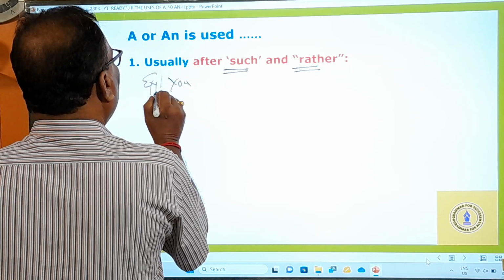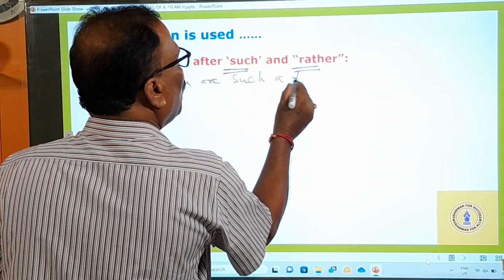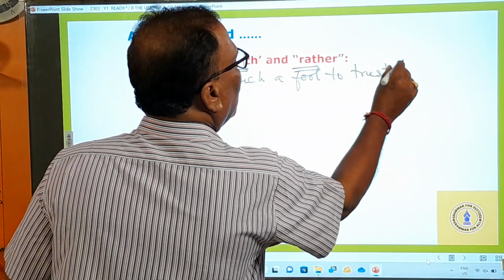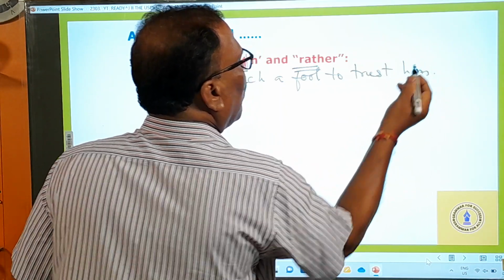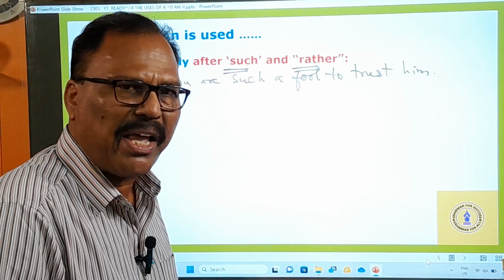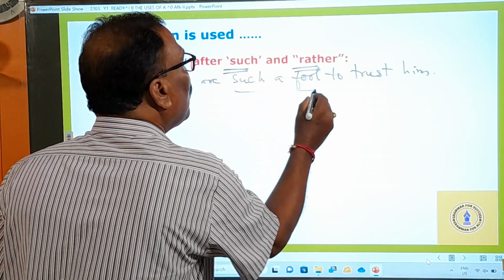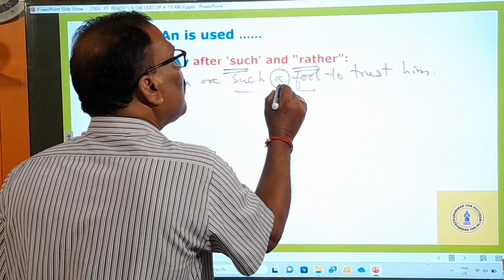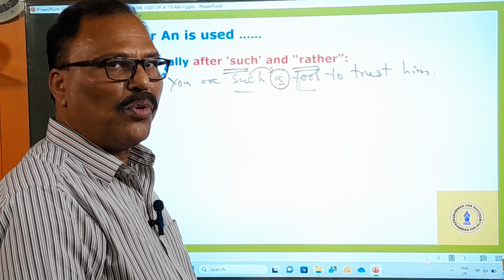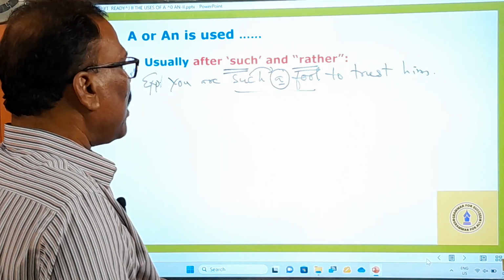You are such a fool to trust him. He is not a trustworthy man. You are such a fool. After such, you use this. Don't say such fool. Not like that. Such a fool to trust him.